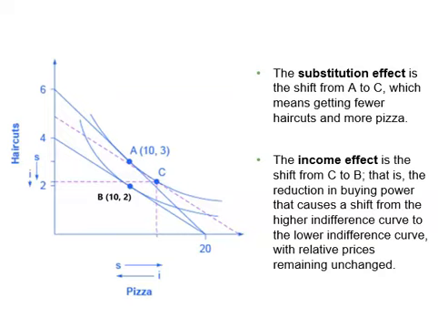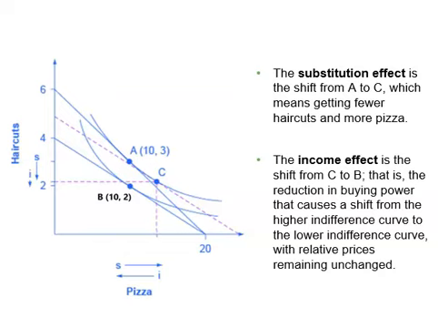For example, if Ogden's substitution effect away from haircuts and toward pizza is especially strong and outweighs the income effect, then a higher price for haircuts might lead to increased consumption of pizza. This case could be drawn on the graph so that the point of tangency between the new budget constraint and the relevant indifference curve occurs below point B and to the right.